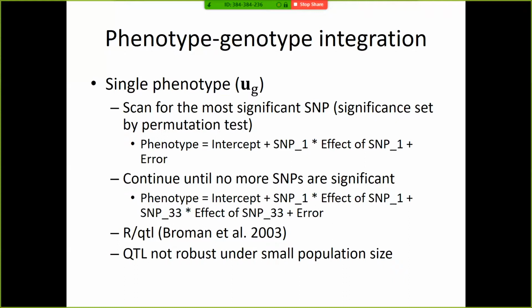And one issue with this method is that the QTL are often not robust when you have a small population size. In this case, we only have 160 individuals. So say you remove 10 or 10%, you might end up with different QTL. So ideally we want a method that provides robust QTL, because we're going to invest a lot of effort in using them for marker-assisted selection.